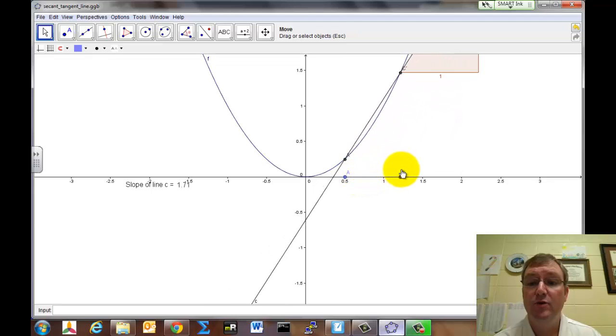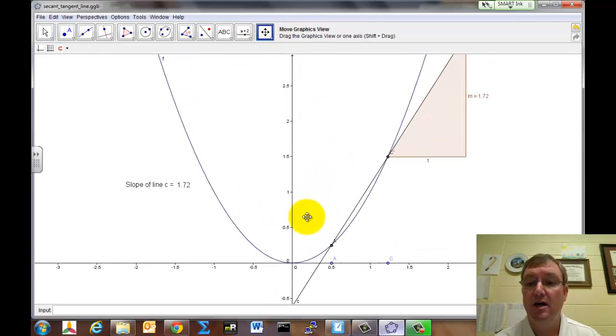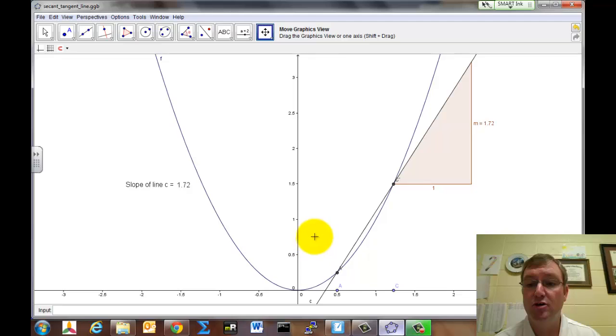So what if we go out to this point right here, about 1.25. Now we've got 2 separate points here. Could we find the slope of those 2 points? I'm sure we could. And if we look at this, I've got in the picture here, I've got it calculating that the slope of this line that you see right now is 1.72. But that's not the line we're looking for.